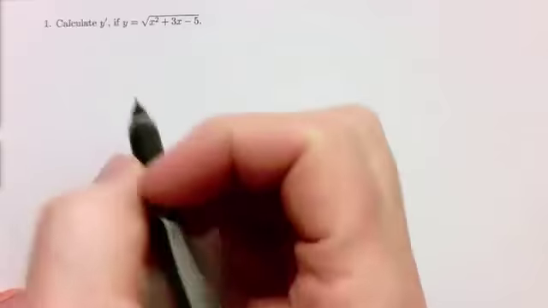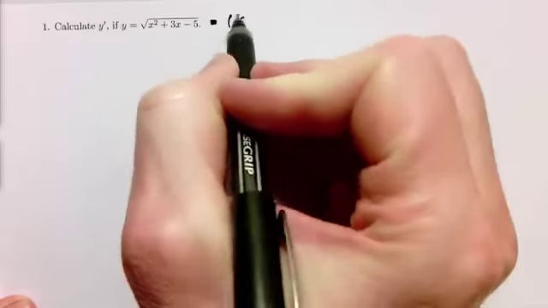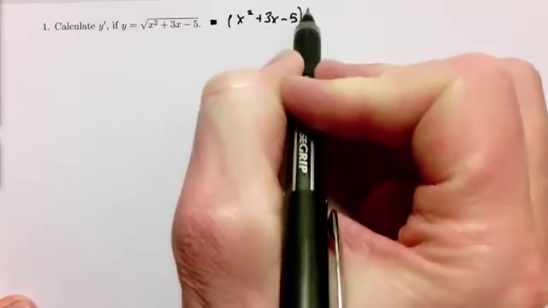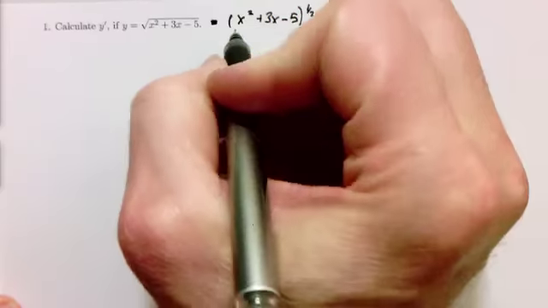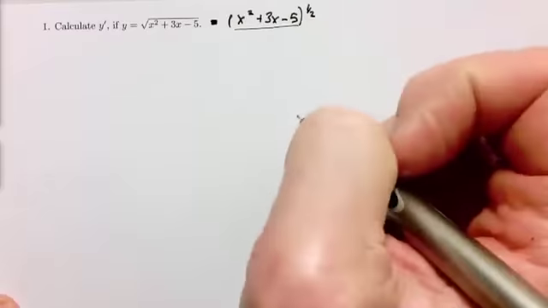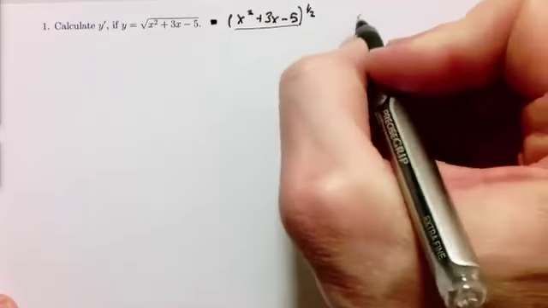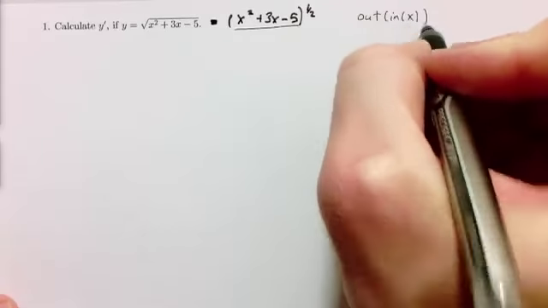Okay, to differentiate this using the chain rule, we want to first write it in a more calc-friendly form. And to me, that means writing it as a power function. Okay. And here I have a very clear inside and an outside function. Inside, we've got x squared plus 3x minus 5, and then the outside function is to the 1/2 power. So I see here that I've got an outside function of n of x.